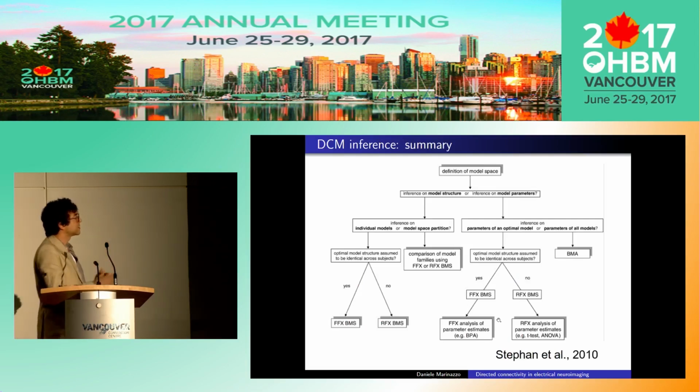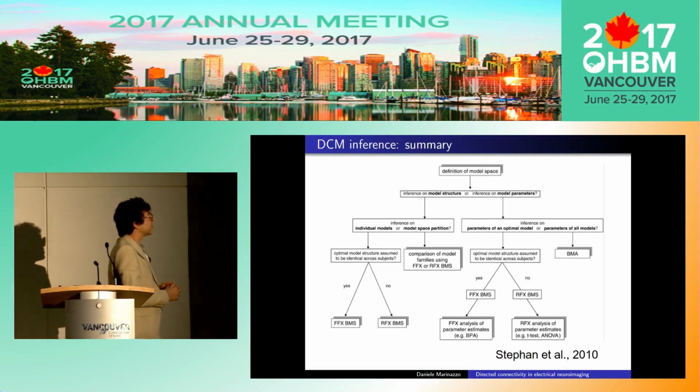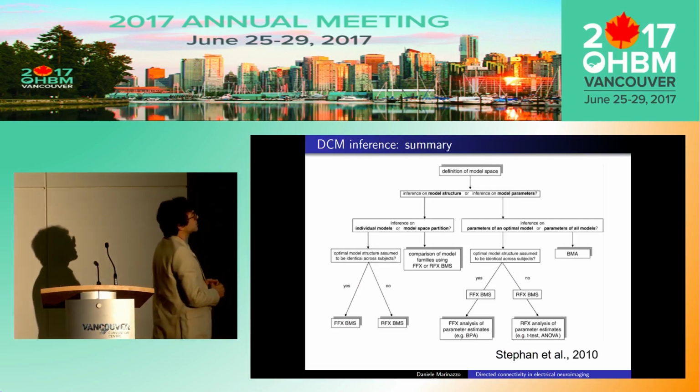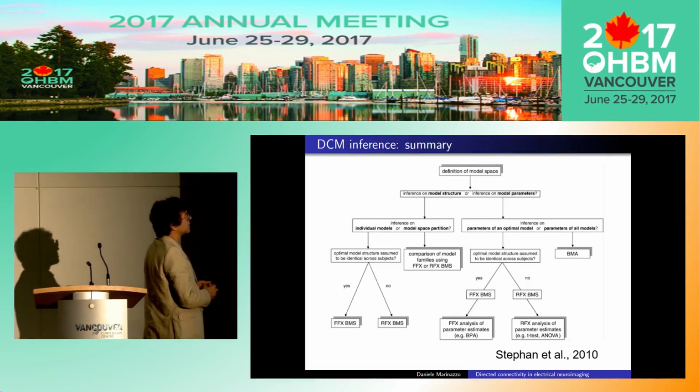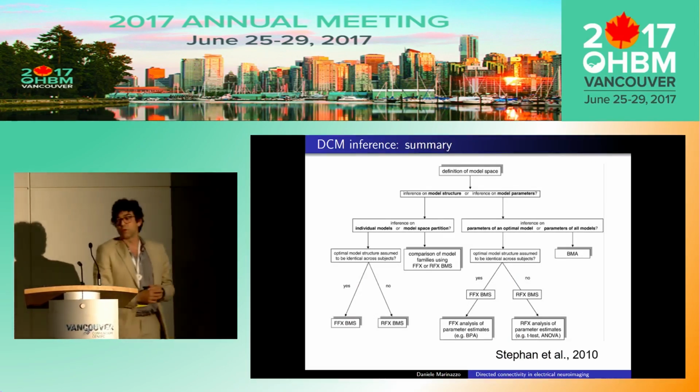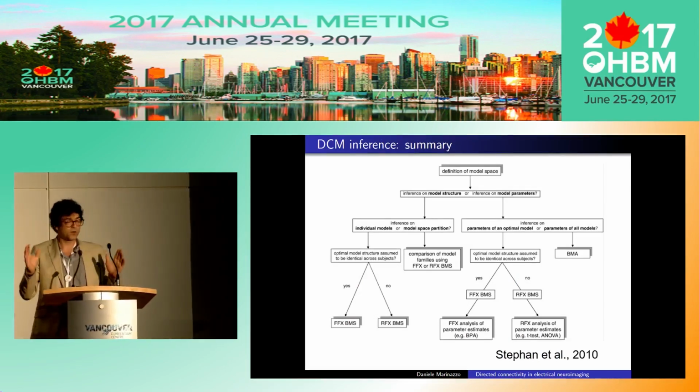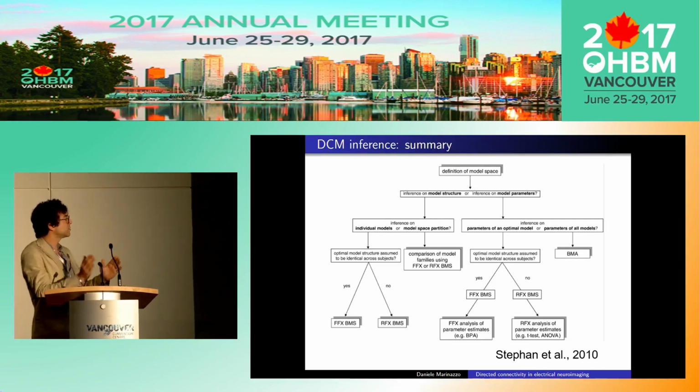This is a scheme from a paper by Klaas Stephan, 2010, which summarizes what we have said so far. So we define the model space, inference, clear winning model, yes, no, BMS, yes, no, etc.